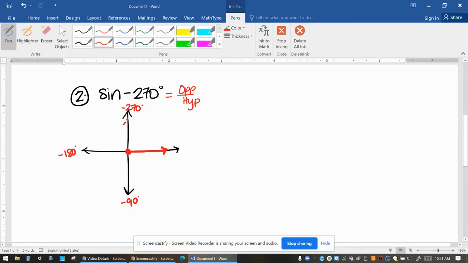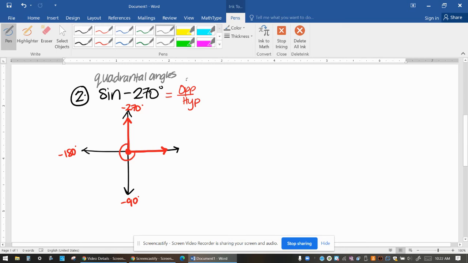All right, so because the terminal side lands exactly on the y-axis, or if any angle lands on the x or y-axis, that is considered a quadrantal angle. That means it's stuck between two quadrants. So right now 270 is stuck between quadrants 1 and 2.